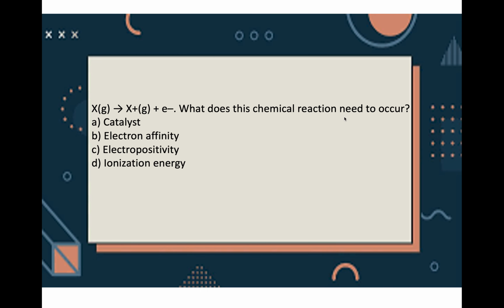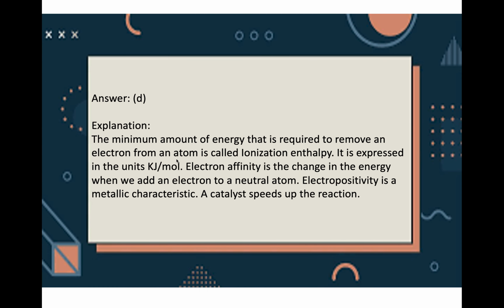Now the next question is: X gives X plus plus electrons. What does this chemical reaction need to occur? Will it occur in the presence of catalyst, or electron affinity, electropositivity, or ionization energy? The correct option is ionization energy. It is the minimum amount of energy required to remove an electron from an atom. We already learnt about ionization enthalpy in our previous units. It is expressed as kilojoule per mole. Electron affinity, meanwhile, is the change in energy when you add an electron to the neutral atom. Electropositivity is a metallic characteristic, and you need a catalyst to speed up the reaction.